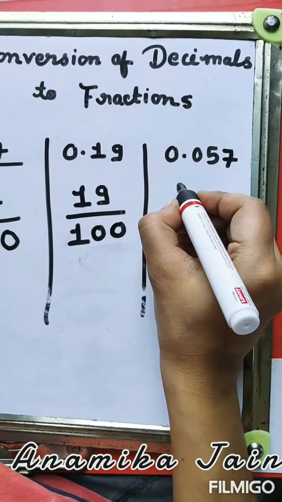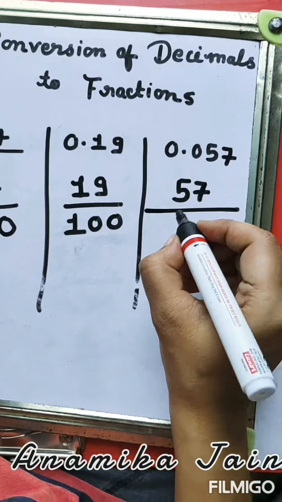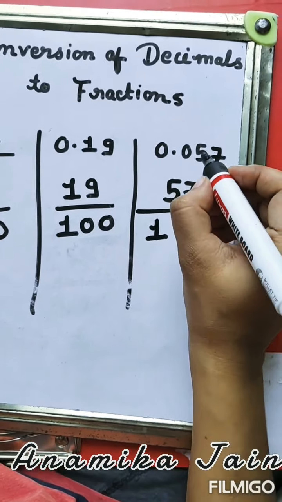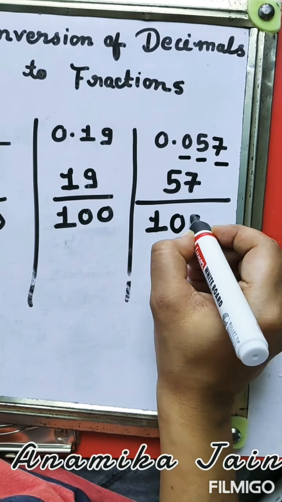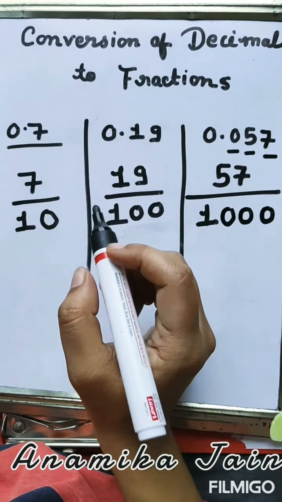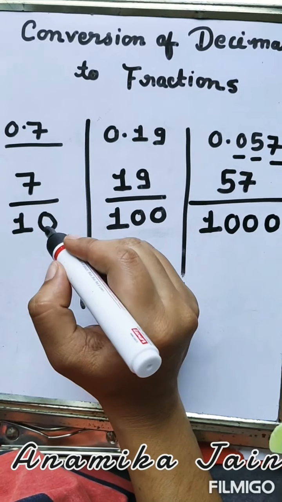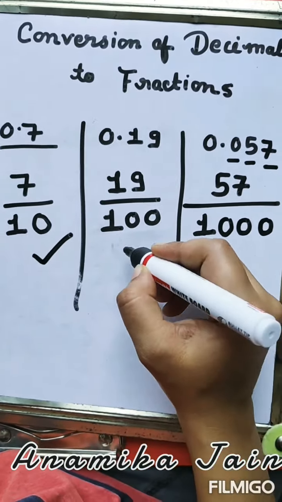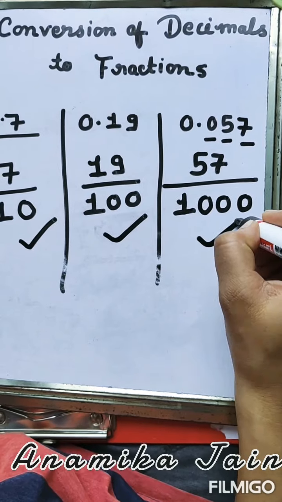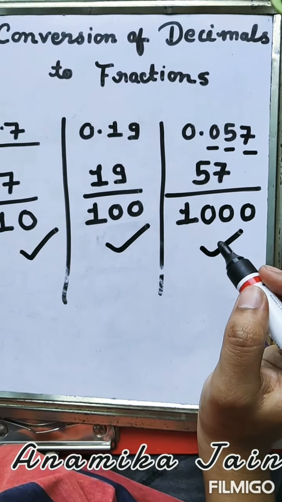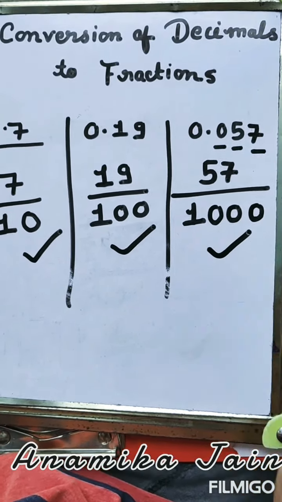Now next question, 0.057. Without decimal we have written the number in the numerator and 1 in the denominator. And how many zeros I have to put after 1? There are 1, 2, 3 places. So I will be putting 3 zeros. Now after getting my answer, I have to check whether there is any common factor in the numerator or denominator. If it is not, so my answer is this. There is no common factor, so this is my final answer. If there is any common factor, then we have to simplify that fraction into its simplest form.